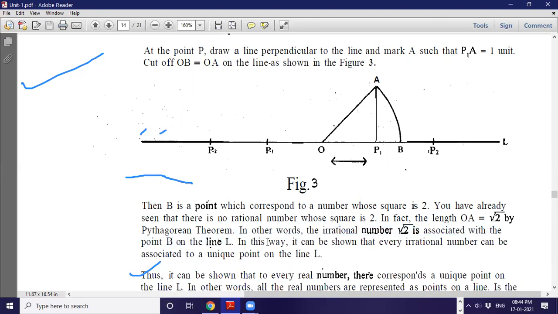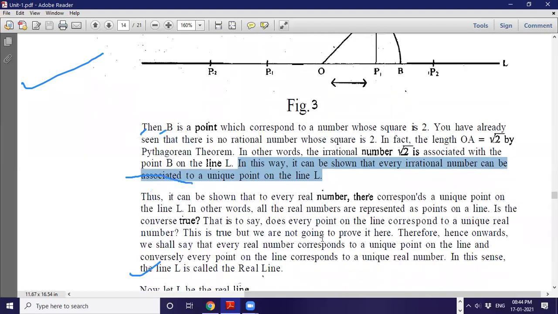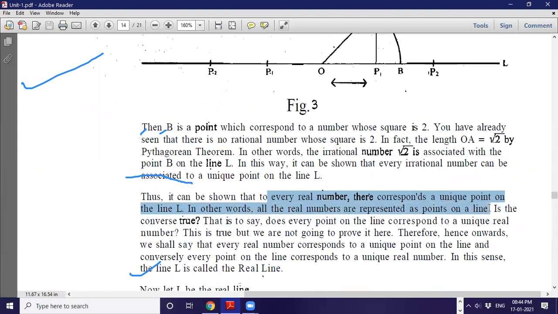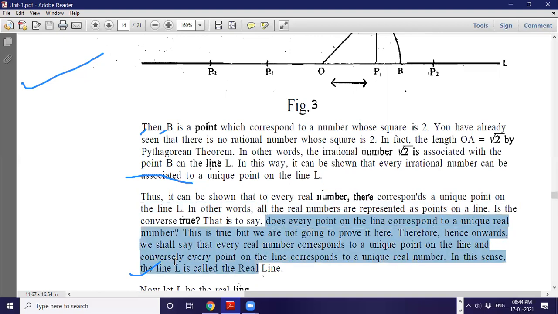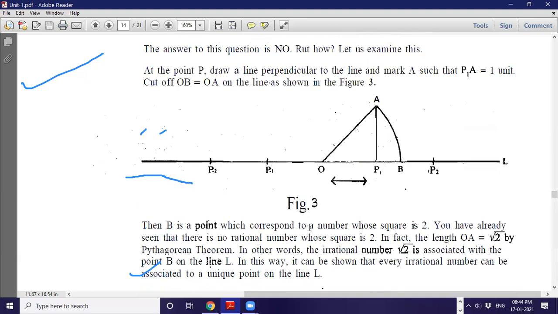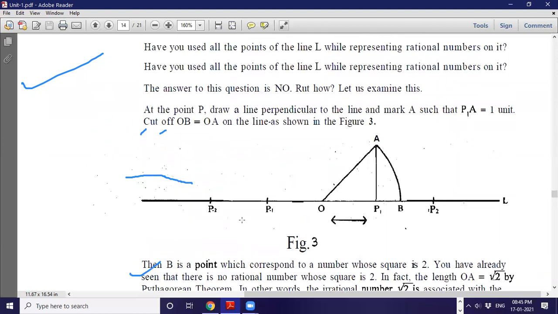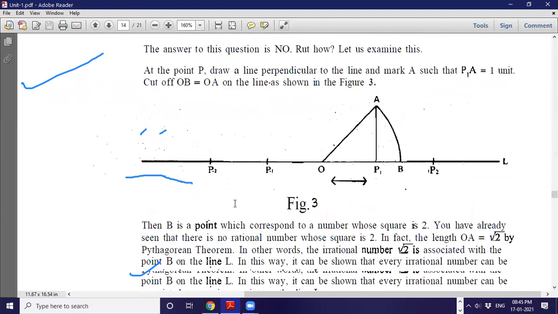In this way, it can be shown that every irrational number can be associated to a unique point on the line L. Thus, it can be shown that to every real number there corresponds a unique point on the line L. In other words, all the real numbers are represented as points on a line. Is the converse true? That is, does every point on the line correspond to a real number? This is true, but we are not going to prove it here because we are going to explain it in some future classes.